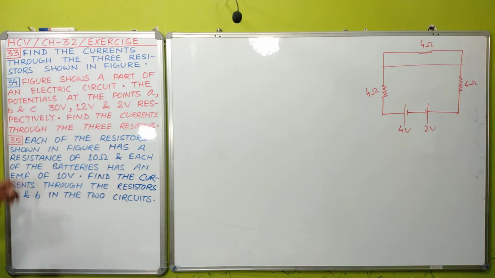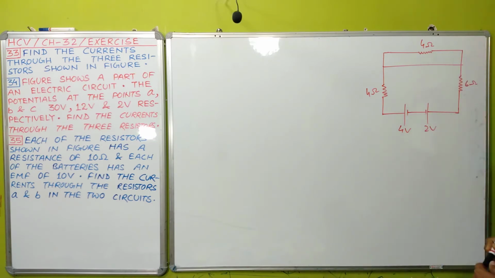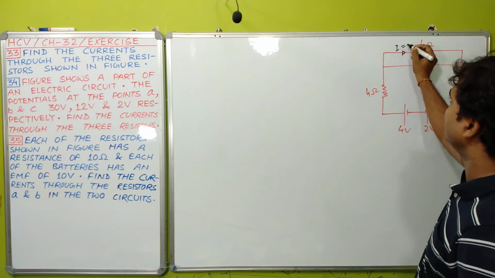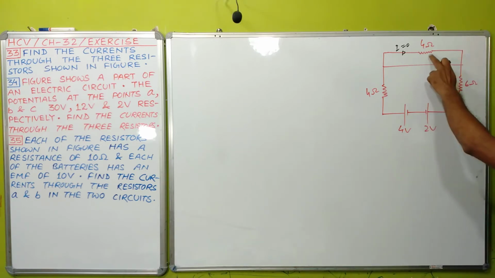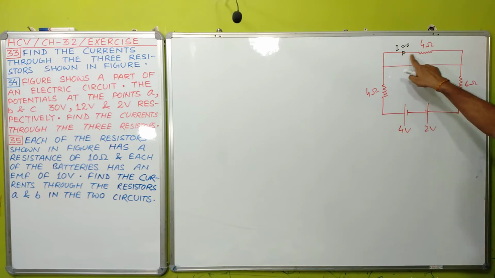Question number 33 is saying: find the currents through the three resistors shown in the figure. You can see there are three resistors in the circuit, and we have to find the current flowing through all of them. The current through this resistor will be zero. How? Very clear, because this resistance is short circuited, so no current will flow through it. So the current flowing through this will have zero value.